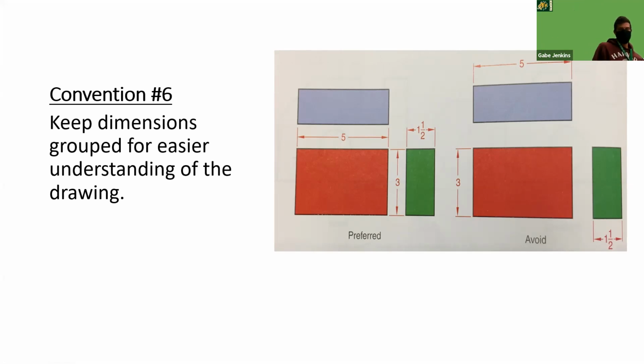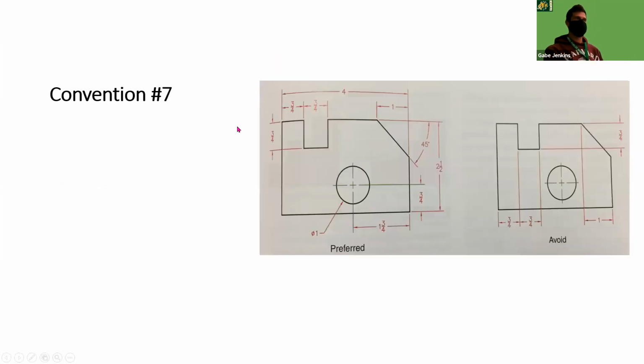So convention number 6 says that we're trying to keep our dimensions grouped close to each other so that it's easier to understand what's going on in the drawing. For instance, this 5 right here is the same dimension for the front view as it is for the top view. But by putting it right here, it's easier for your brain to figure out what each dimension is on both shapes. It's a trick to help your brain see the connections between the different views. All right.